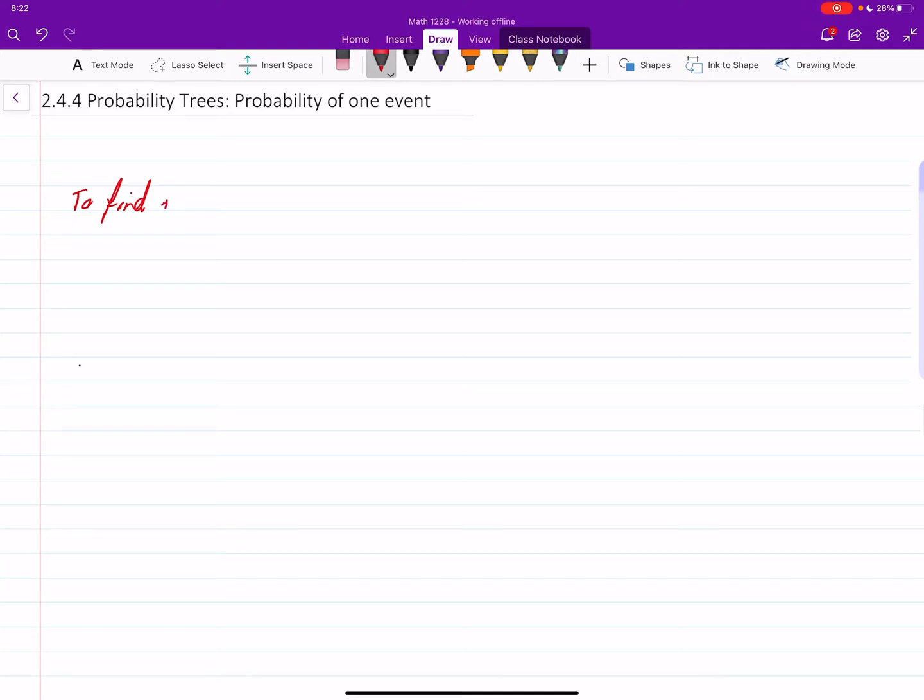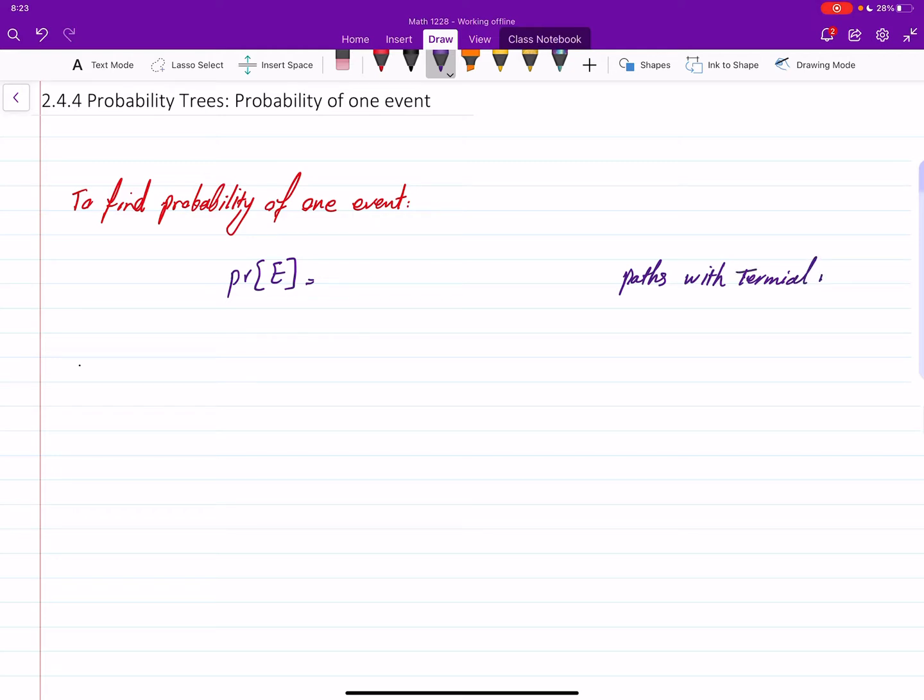the probability of one event. So when you look at the event E, which is somewhere on the tree, you find all the paths which end at that event. Find all the paths with terminal point E. Then find the probability of all such paths.